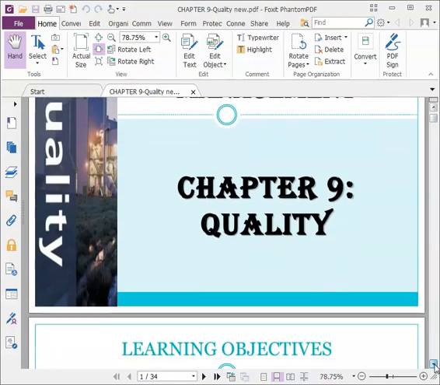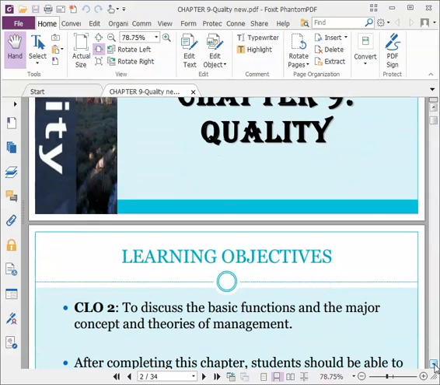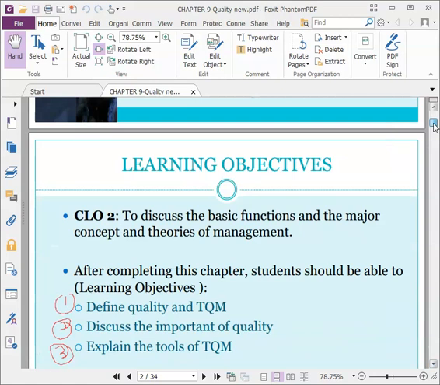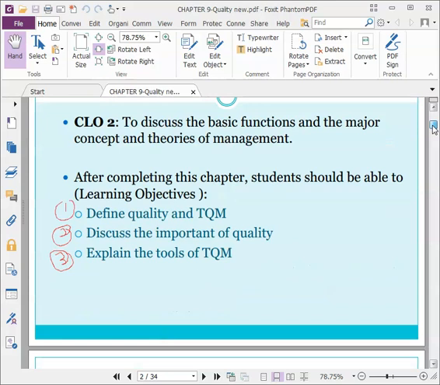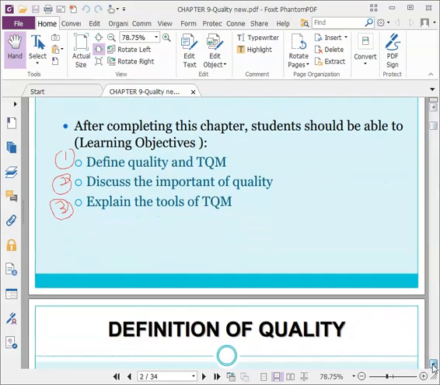Okay, what is quality learning objectives? To discuss the basic function and the major concept and theories of management. And then after completing this chapter, students should be able to, first one is define what is quality and what is TQM. Okay, TQM stands for Total Quality Management. Second one is to discuss the importance of quality. Third is explain the tools of TQM. Okay, apakah tools ataupun contoh-contoh metod-metod untuk TQM.